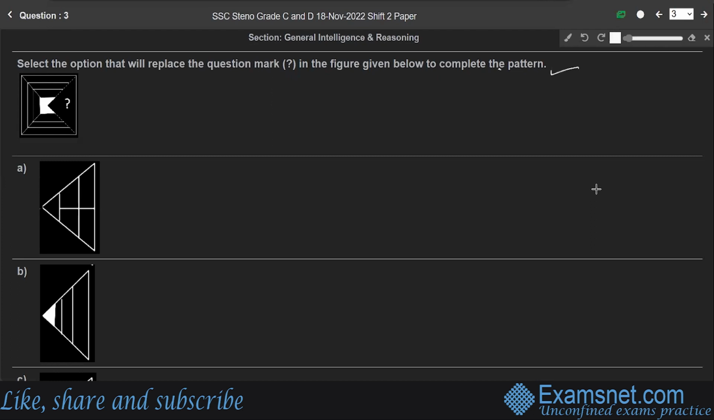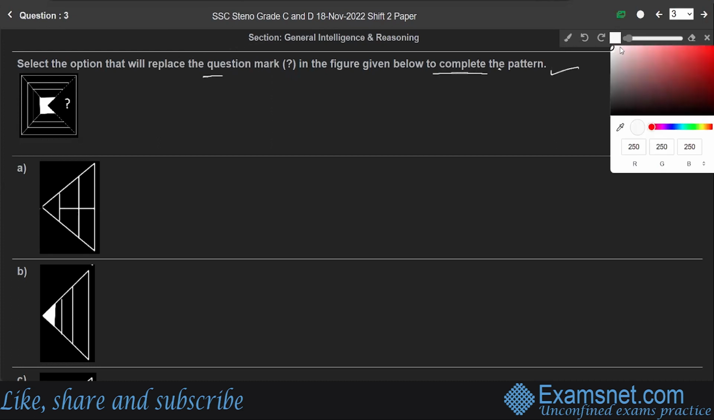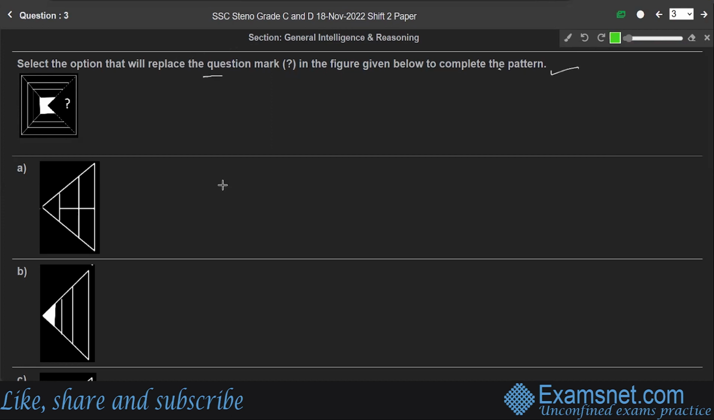Question number 3, select the option that will replace the question mark in the given figure below, to complete the pattern, right? So to complete the pattern, here we have to fill the center part, the shaded square part.